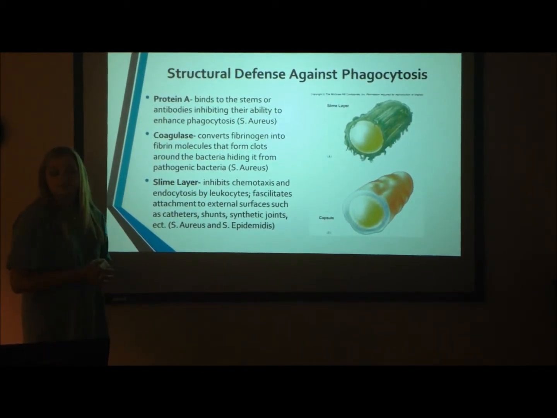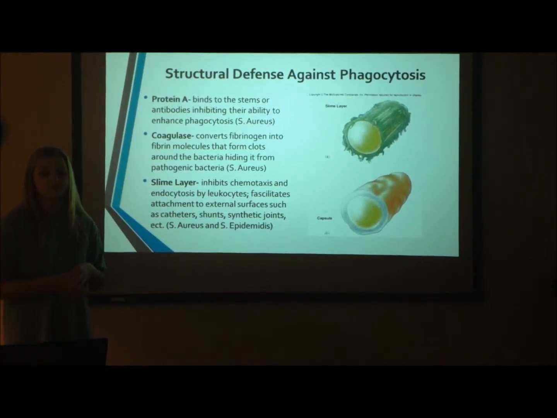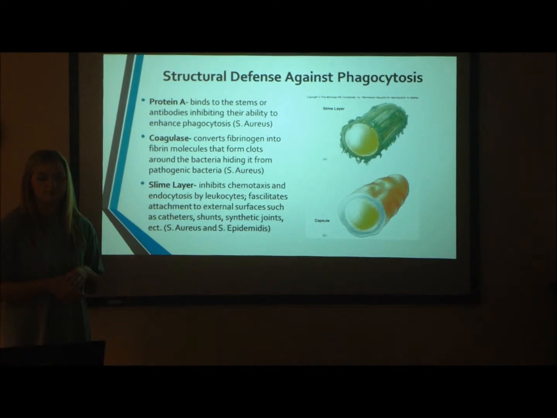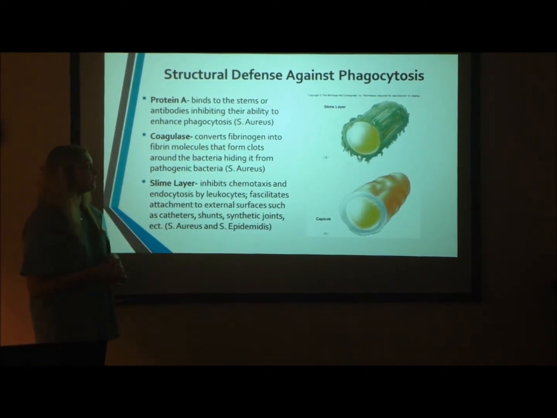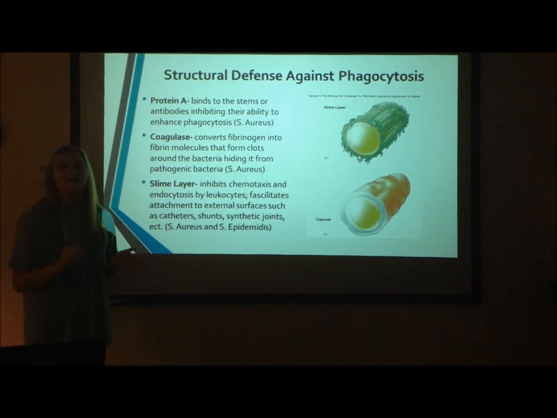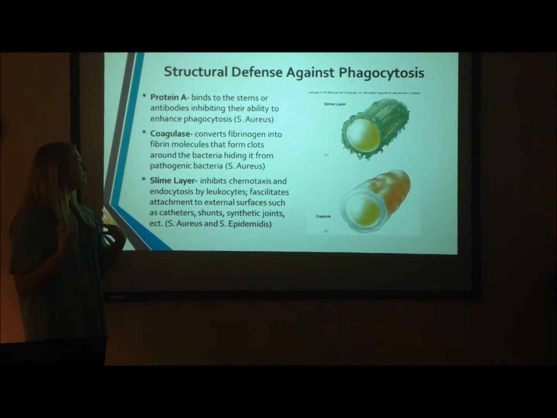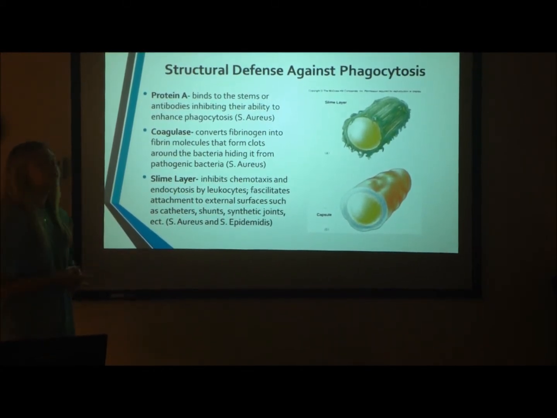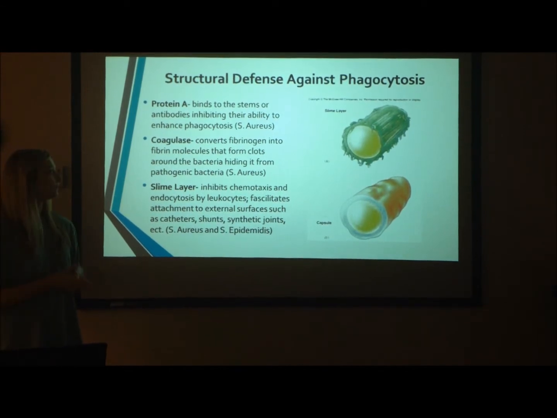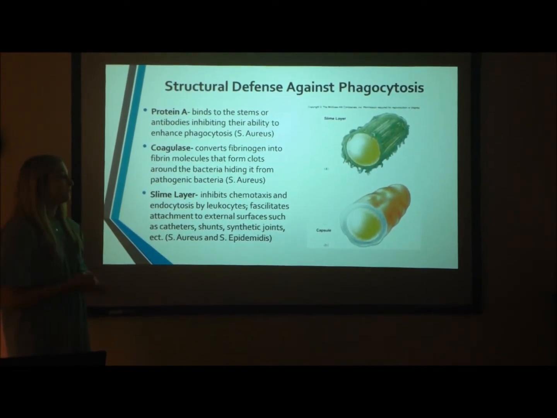The second characteristic would be the production of coagulase. Coagulase converts fibrinogen into fibrin molecules that form clots around the bacteria, hiding it from the leukocytes. So what actually happens is the bacteria produce the coagulase, and then it tells the blood to form a clot around it, and that hides it from your leukocytes, so they're unable to destroy it and rid it from your body. This is also most prevalent in Staphylococcus aureus.